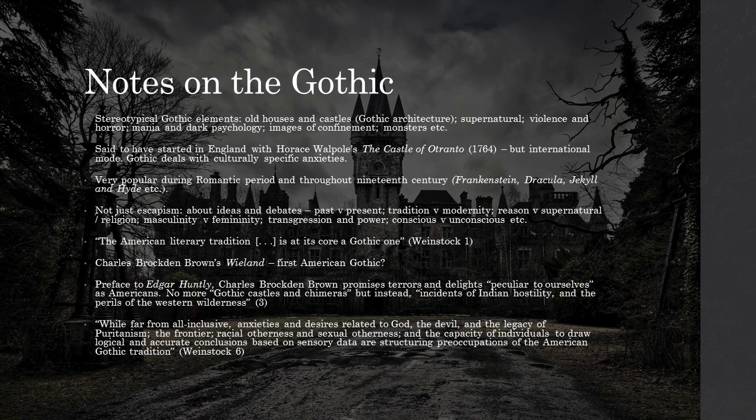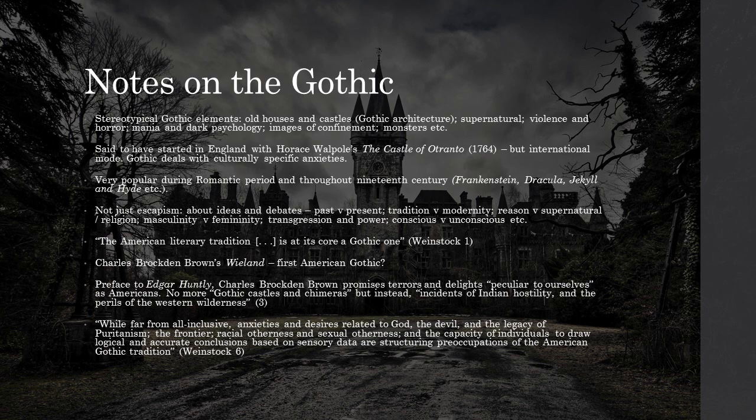So thinking about the Gothic, it is one of those modes of literature about which I think most people think they know a fair amount. Most people have certain sets of stereotypical Gothic elements very much to hand in their consciousness. We might think about old houses and castles, for example, in relation to the Gothic, and the term partly derives from Gothic architecture, an example of which we can see on the slide behind the words here.